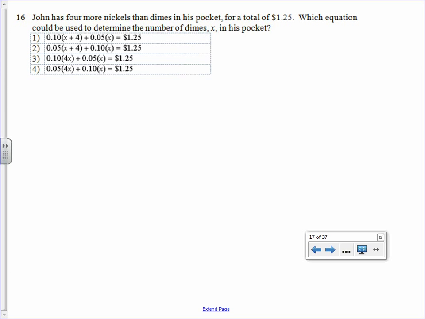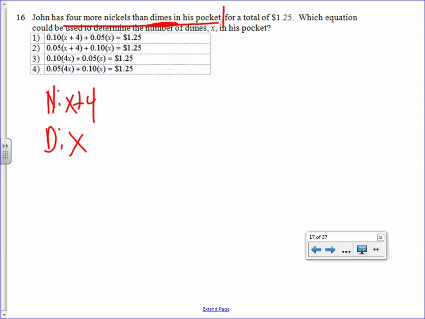John has 4 more nickels than dimes in his pocket. Stop. When I see that, nickels, dimes, I have to call the last one x. Dimes comes last. Dimes is x. 4 more than that is x plus 4. For a total of $1.25.